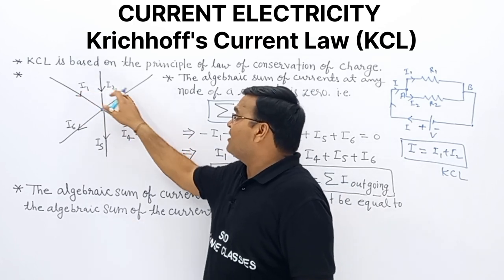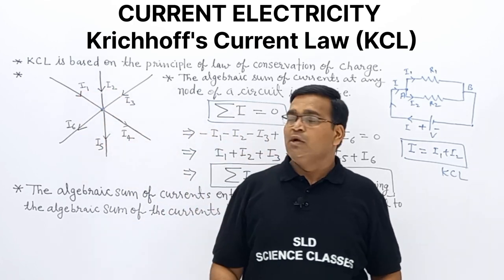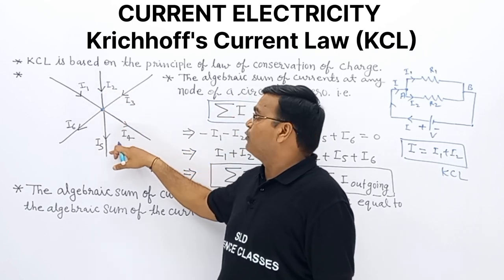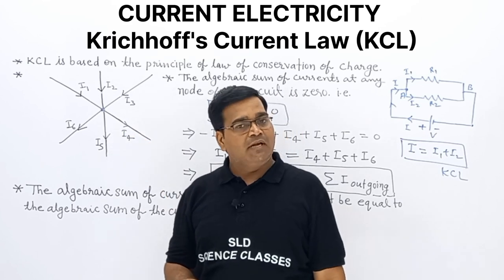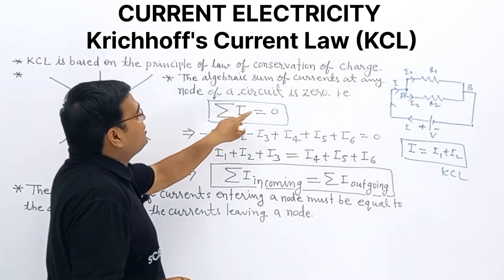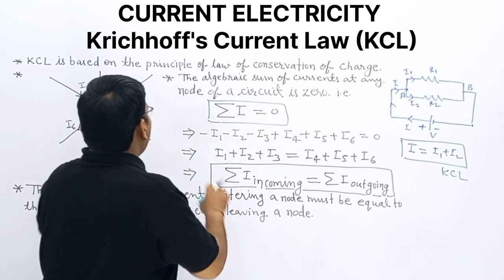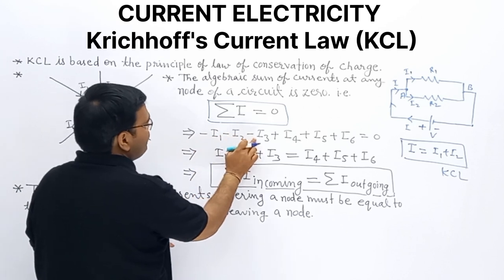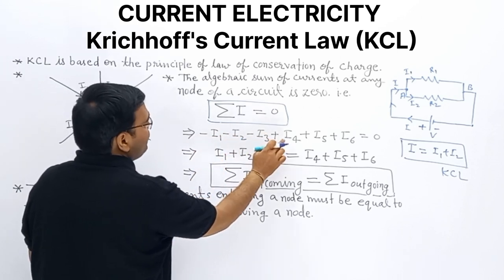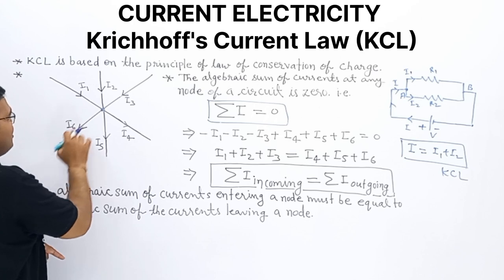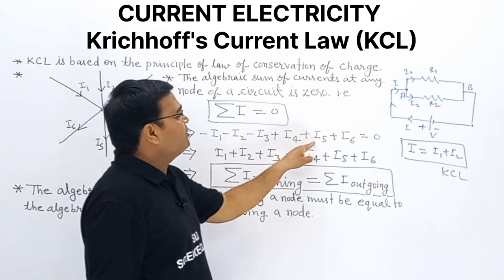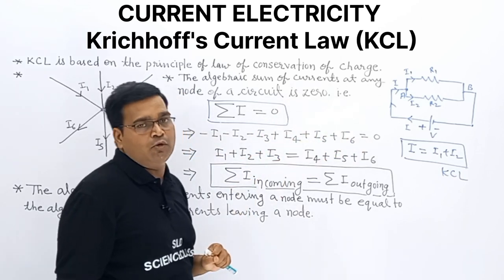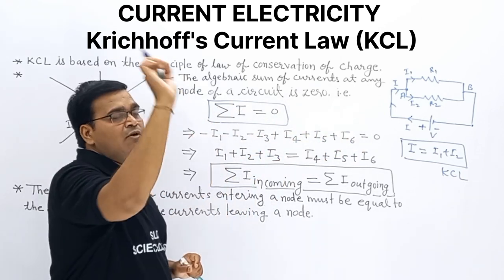Once we take these currents as negative, then these currents will be positive. If we take these as positive, then these will be negative. Then the sum of the currents at the node will be 0. So I am taking I1, I2, I3, the incoming currents, with negative signs, and the remaining I4, I5, I6, the outgoing currents, with positive signs. The negative and positive cancel and finally we get 0. So the sum of the currents at a node is 0.